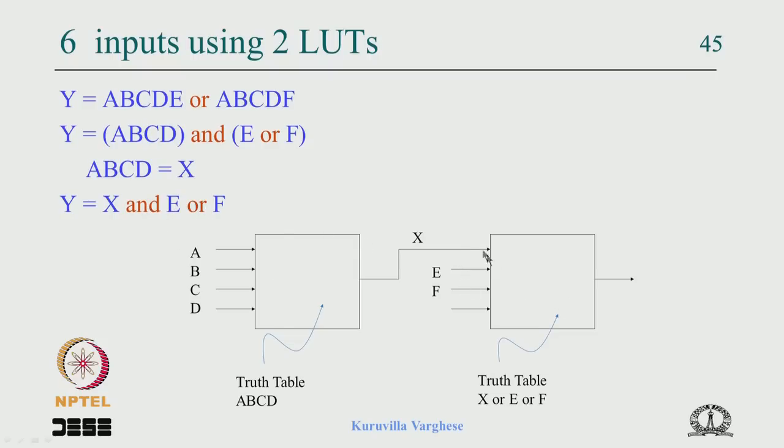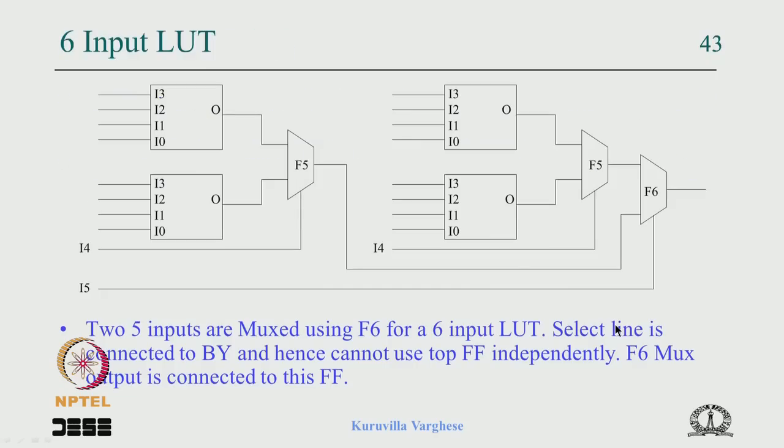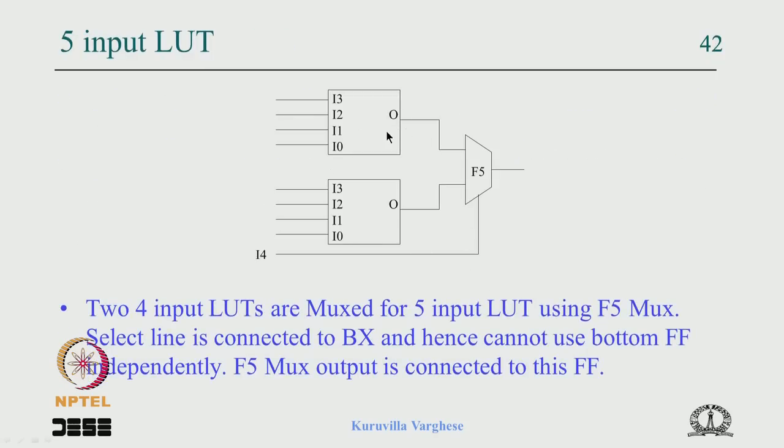It does not matter, because we have seen that any boolean function of up to 4 variables can be programmed in the lookup table. So this can be easily implemented. So this is 6 input, but it can be built using 2 lookup tables instead of 4. That should be kept in mind. The disadvantage is that you encounter 2 lookup table delays when you implement it like that. But if you implement it the other way, then it is 1 lookup table delay plus the F5 mux delay, which will be less than a lookup table delay.